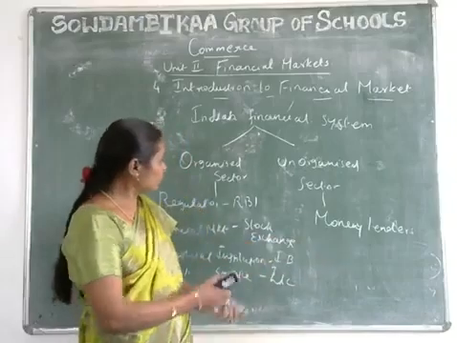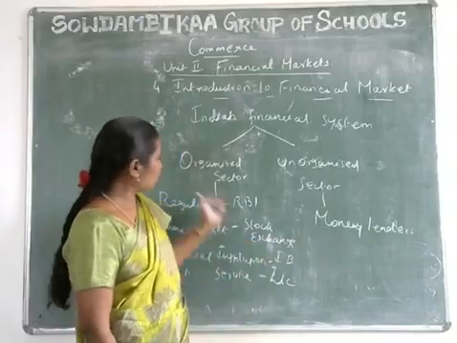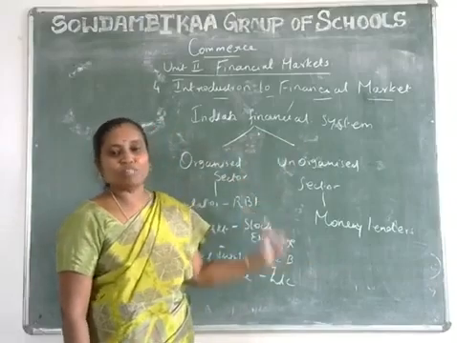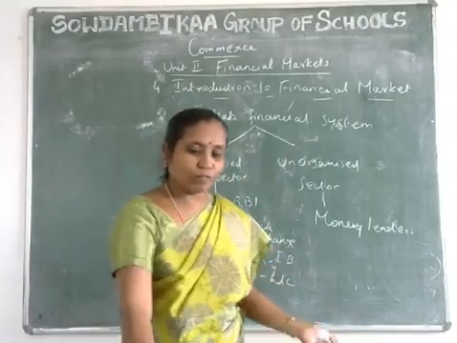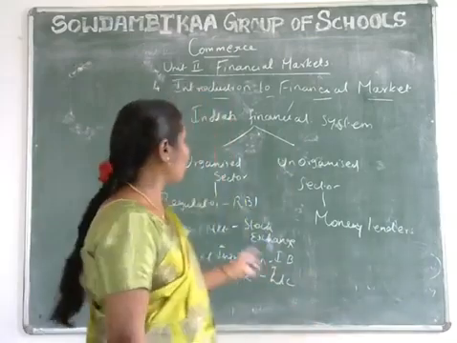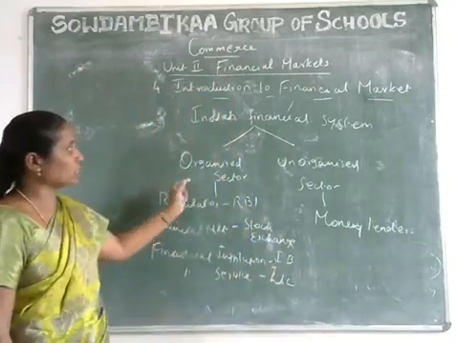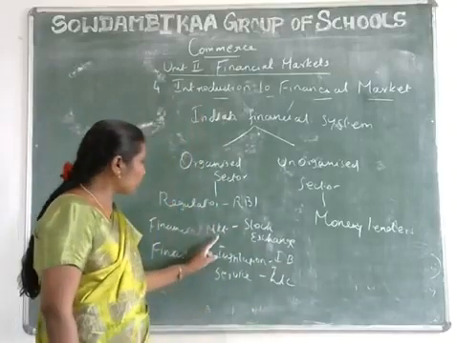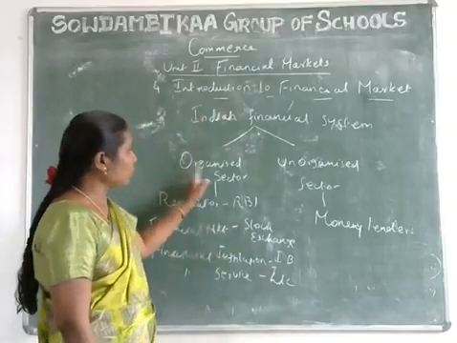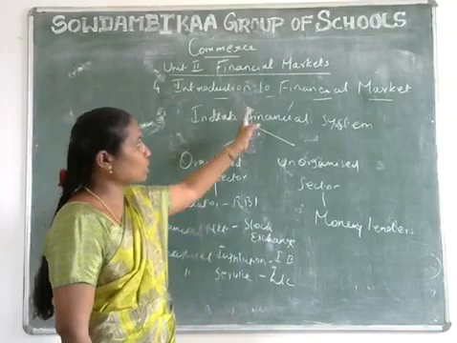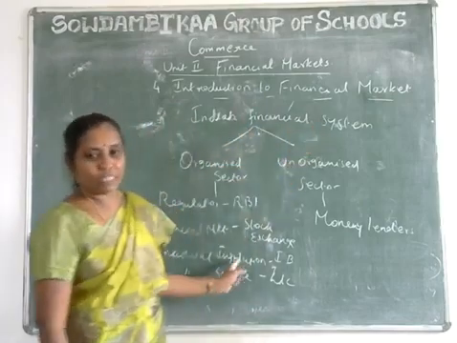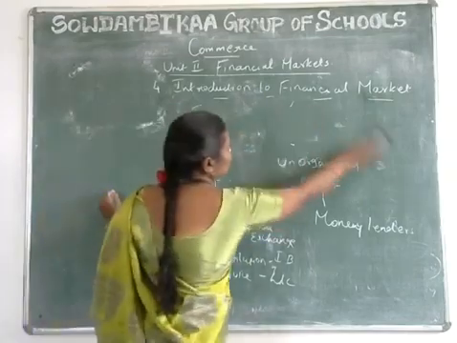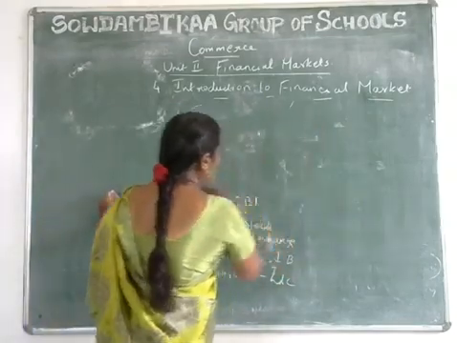Okay, so the financial system has to give facilities for the flow of funds. Flow of funds is through organized sectors and unorganized sectors. And financial market is also under the organized sectors. Financial market is an organized sector. And what is the next one? What is the scope of the financial markets?